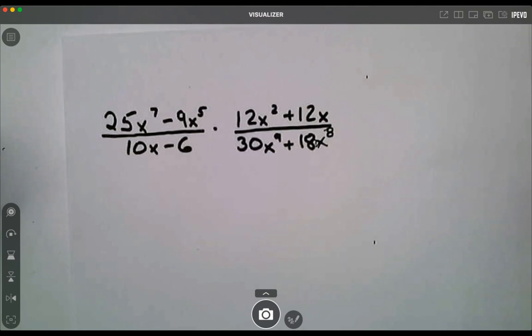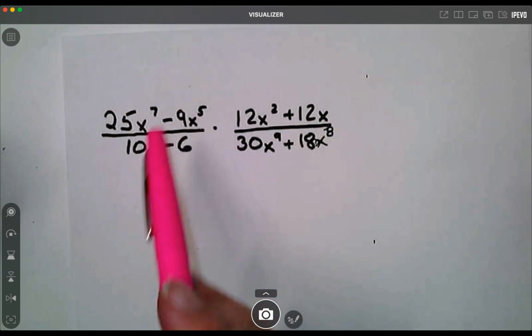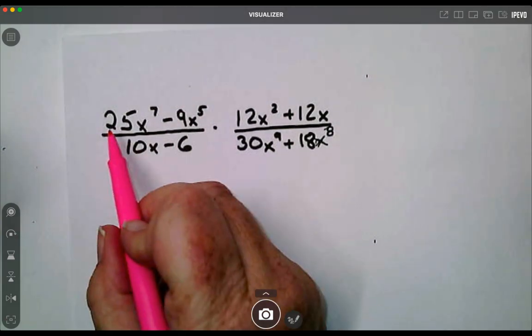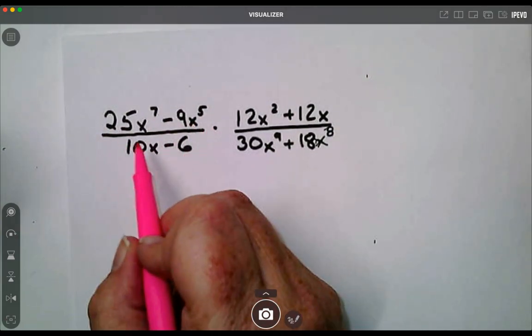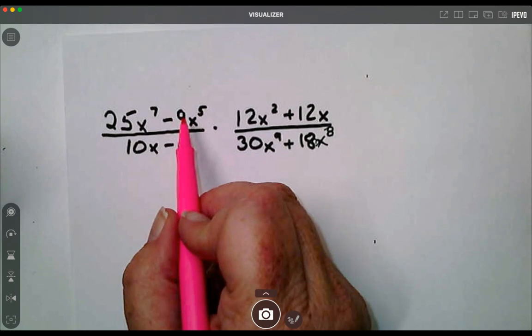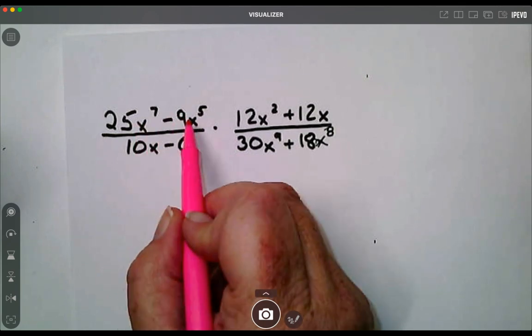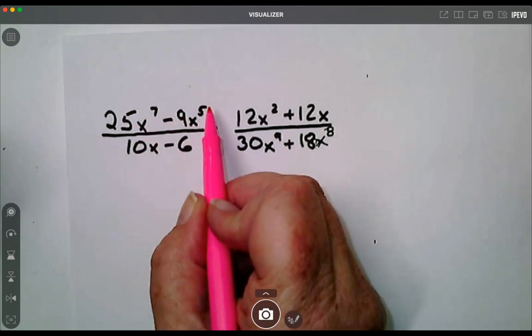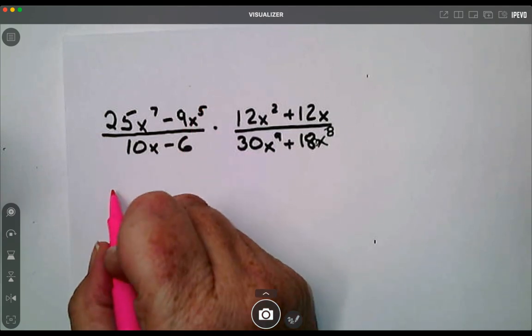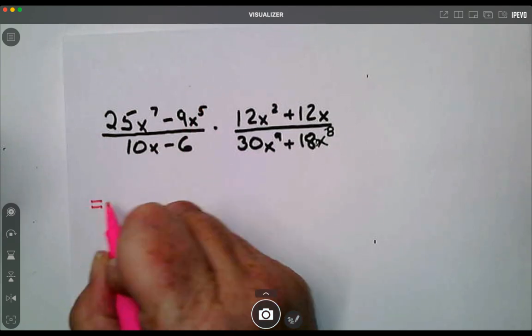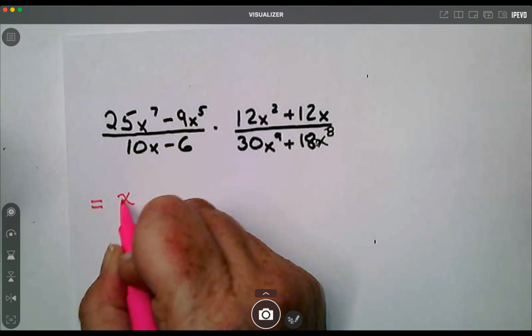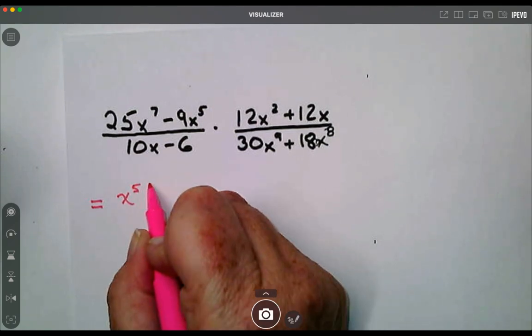Well, 25 is 5 times 5 or 25 times 1. In fact, that's really all it is. I don't think you have any other choices there. And 9 is 3 times 3 and 9 and 1. So they don't have anything in common. So these integers are going to stay. But they both have an x, and that means you can factor out the smallest degree of x. So this is going to become x to the power of 5 on the outside.